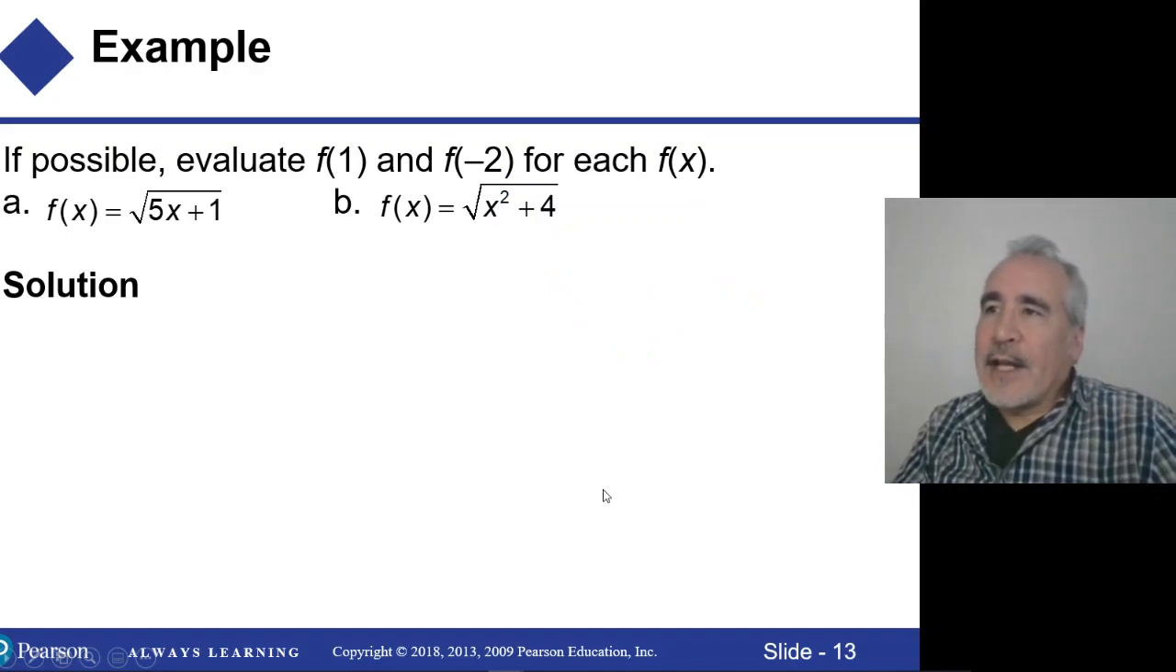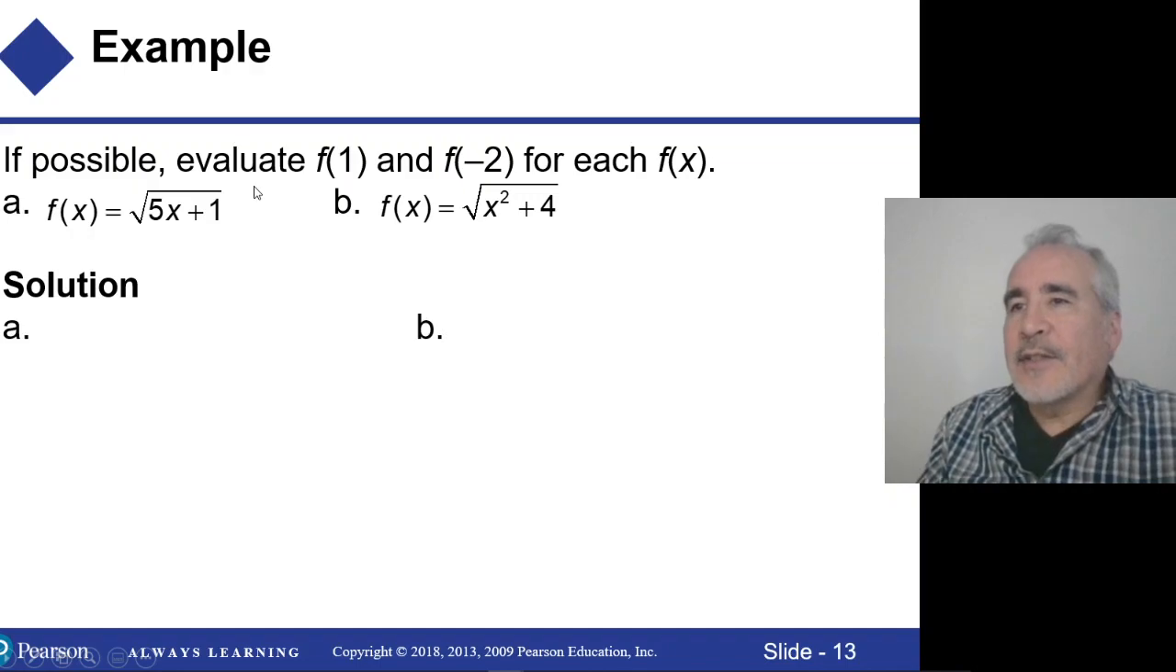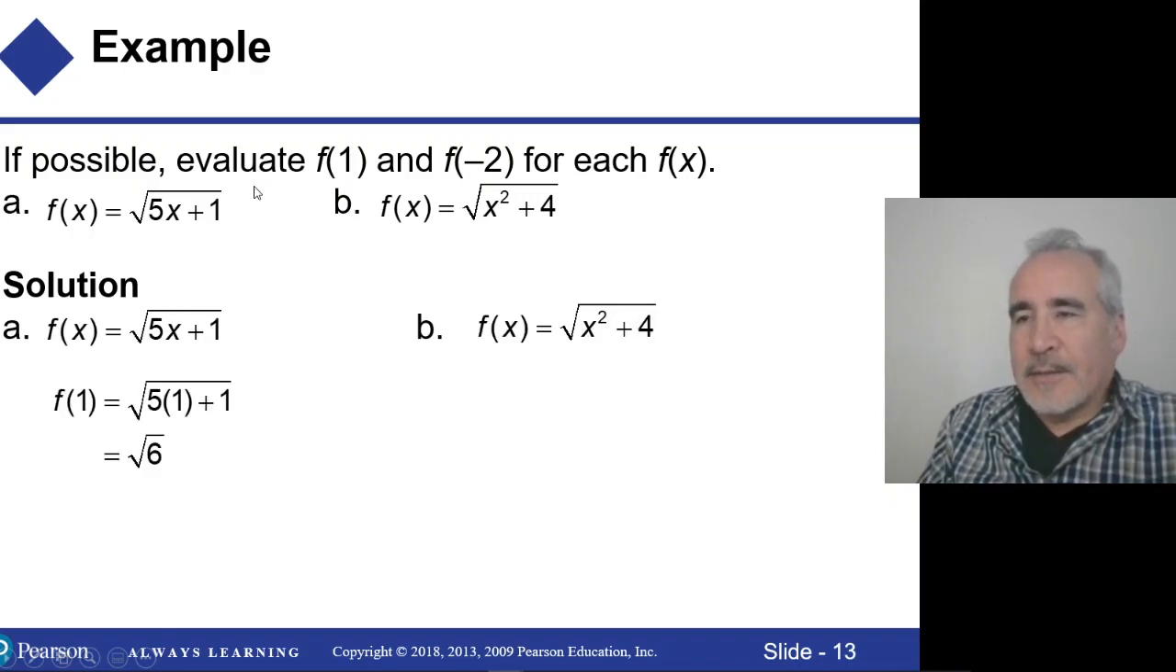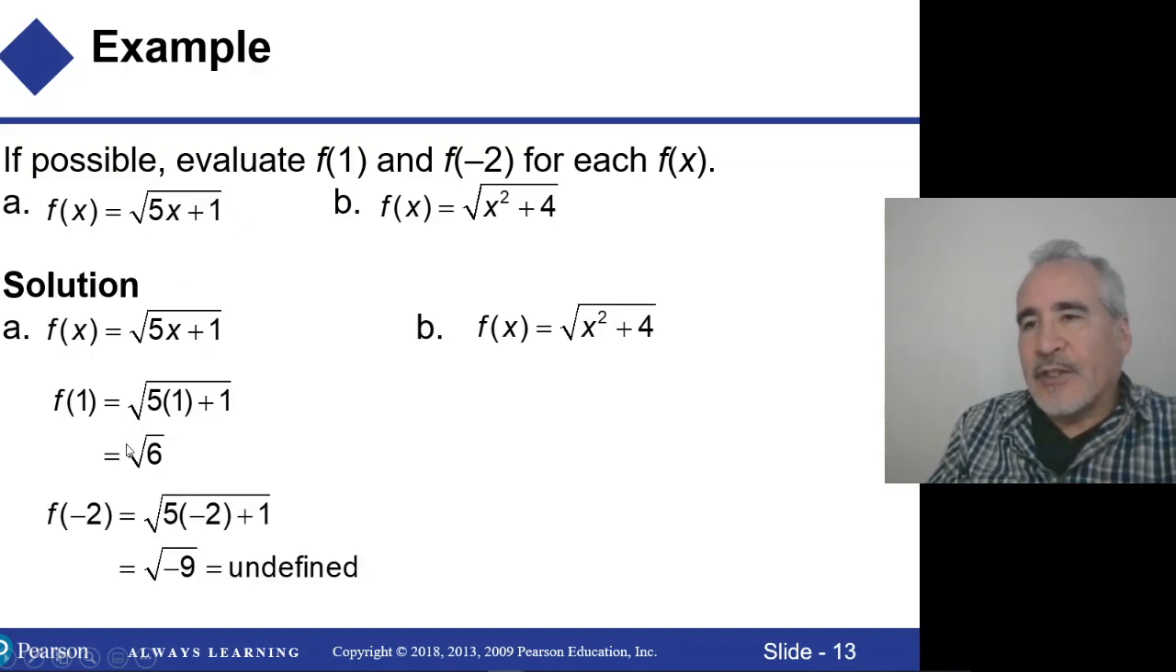Okay. So evaluate these. For this first one, we're going to plug in 1 for x. So you put in 1, that's 5. 5 plus 1 is 6. You'll get the square root of 6. And they're going to just leave it at that. Okay. If you plug in -2, -2 times 5 is -10 plus 1. You're going to get a negative value in here, -9, which is right. So plug it in, you get -9.